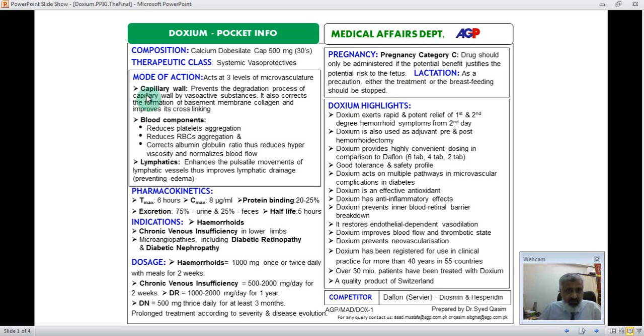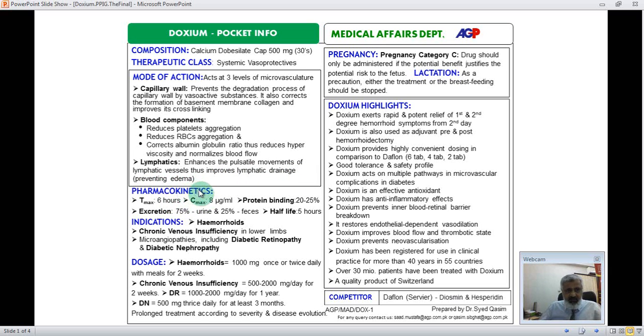tissues. At the blood components level, Doxium reduces platelet and red blood cell aggregation and corrects the albumin and globulin ratio. This reduces hyperviscosity of the blood and normalizes blood flow. At the lymphatic level, it enhances the pulsatile movements of the lymphatic vessels. This improves lymphatic drainage, thereby preventing edema formation.